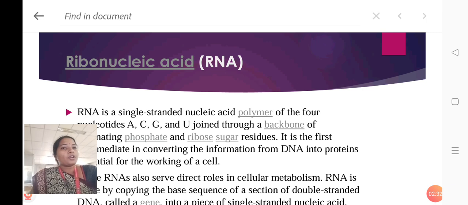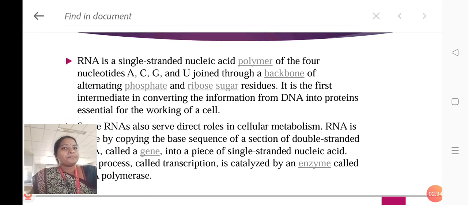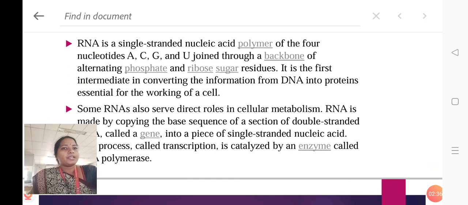So let's see about the RNA, ribonucleic acid. RNA is a single-stranded nucleic acid polymer of the four nucleotides A, C, G, and U joined through a backbone of alternating phosphate and ribose sugar residues. We all know there are sugars like fructose, sucrose, and glucose. Likewise, phosphate and ribose sugar residues are used here in RNA.